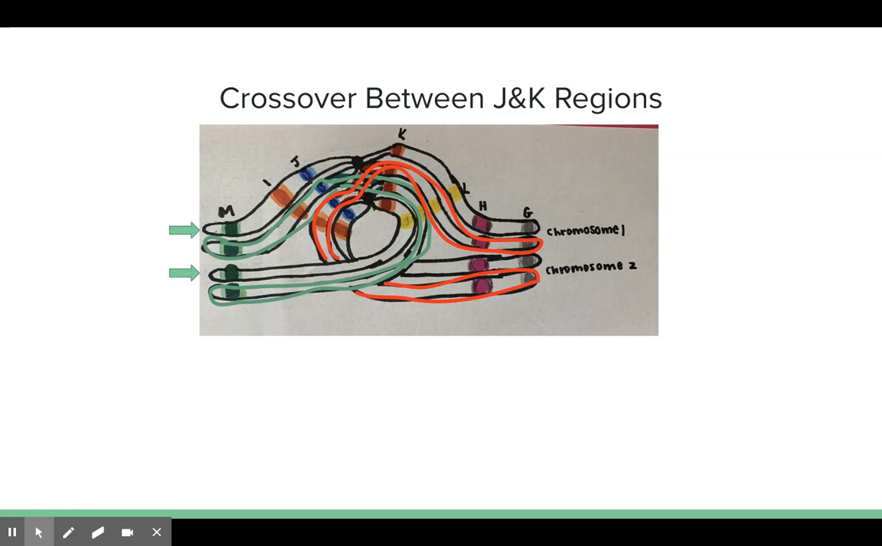We will now perform a crossover between regions J and K. There will be one chromatid on each chromosome that is not involved in the crossover. These chromosomes are indicated with arrows. The crossover between regions J and K is illustrated with the green and red pathways shown on the image.